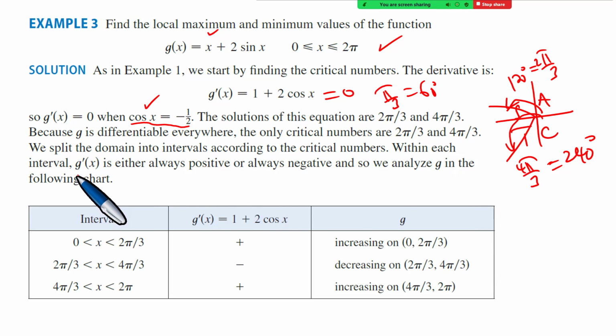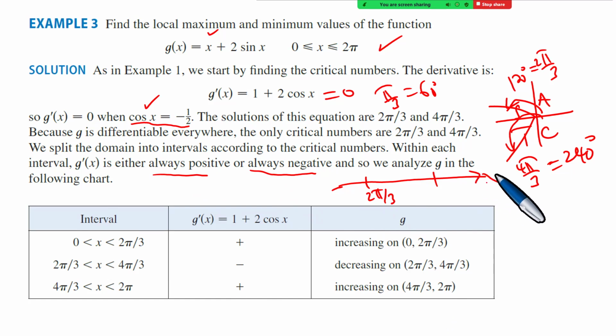We split the domain into intervals according to the critical numbers, so within each interval, g prime is either always positive or always negative. And so we analyze g in the following chart. Let's take a look at the chart. To analyze this chart very well and make sure you miss no critical points and no intervals, we need to order these properly. You have 2 pi over 3 on the number line, but you also have 4 pi over 3 on the number line.